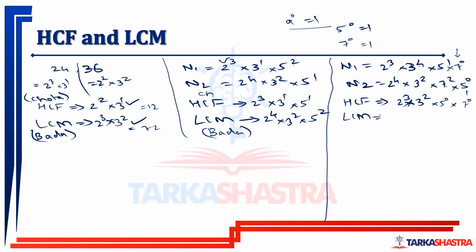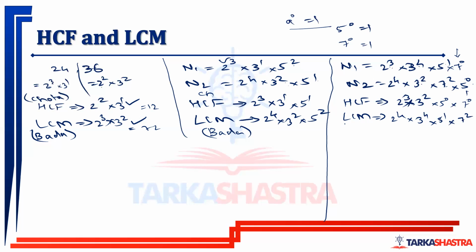Next is your LCM. 2 raised to 3, 2 raised to 4, bigger power 2 raised to 4. 3 raised to 4, 3 raised to 2, bigger power 3 raised to 4. 5 raised to 1, 5 raised to 0, bigger power 5 raised to 1. 7 raised to 0, 7 raised to 2, bigger power 7 raised to 2. Okay? So this is how you can find out the HCF and LCM of the numbers.